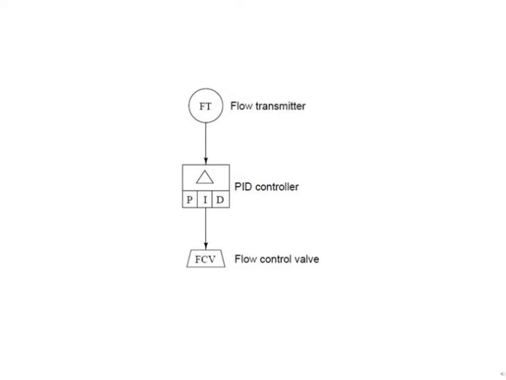What you are seeing right now is an example of a SAMA diagram showing a flow transmitter sensing a process variable signal to a PID controller, which then sends a manipulated variable signal to the flow control valve.